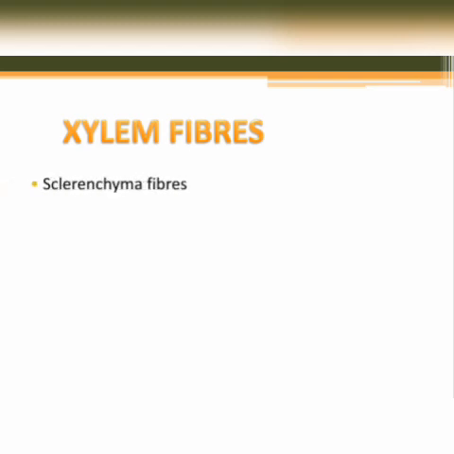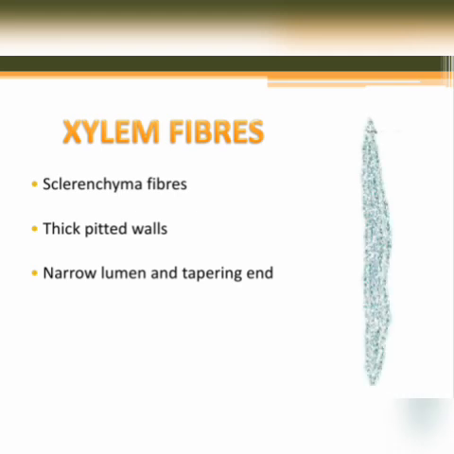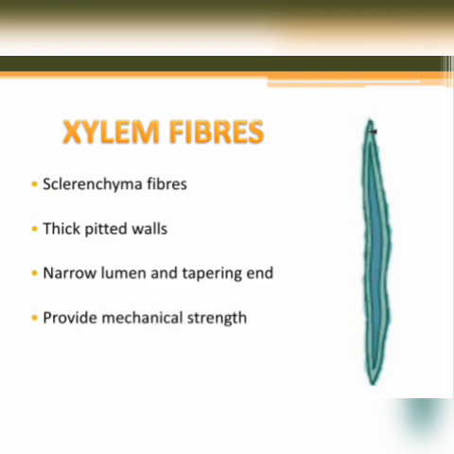The next element that we will discuss is xylem fibers. These are sclerenchyma fibers, and they have thick pitted walls. These structures are seen to have narrow lumen and tapering ends. The figure clearly indicates the region of the lumen and the tapering ends. Xylem fibers provide mechanical strength.